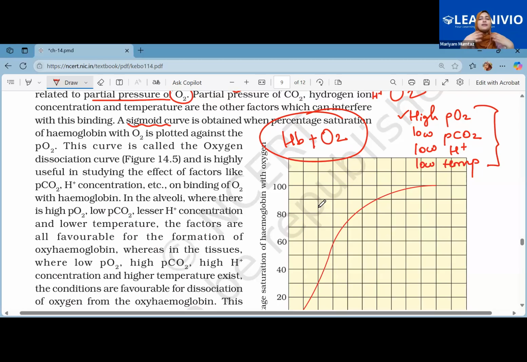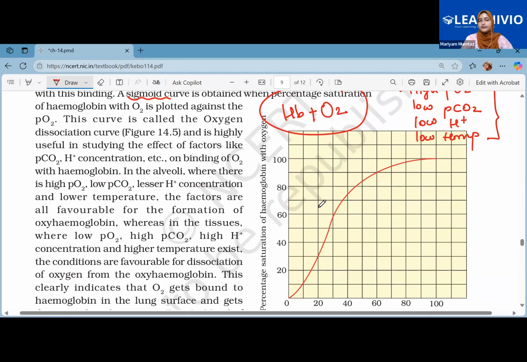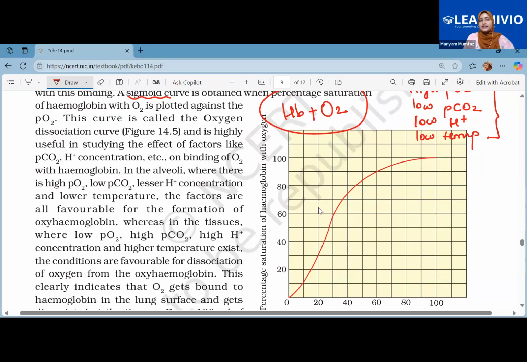But if I give you the example of tissues, at that time, will the hemoglobin associate or dissociate? It will dissociate. Dissociate means get separated from the oxygen and deliver the oxygen. Clear? So whenever there is high oxygen partial pressure, low CO2 pressure, less H plus ion and less temperature, all these factors are favorable so that oxyhemoglobin could be formed.